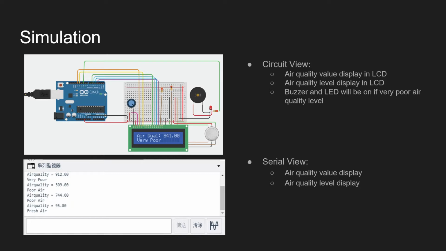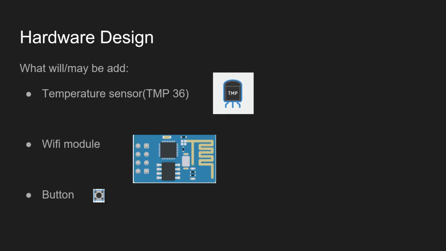If they remain on for a long time, it indicates that the indoor environment may not be suitable for staying too long, which reminds the users and customers. They will be off, collect new data, and just keep looping. The image in the below part is the serial view, which shows the air quality value and the corresponding level, identical to what is shown on the LCD display panel.